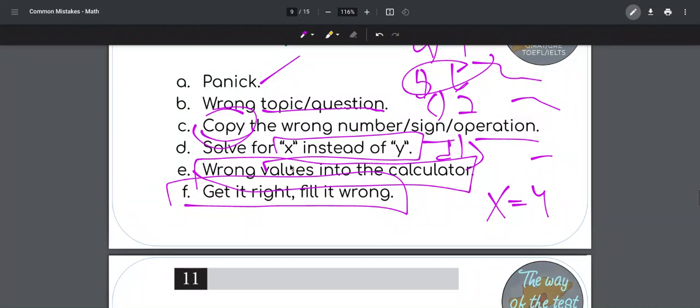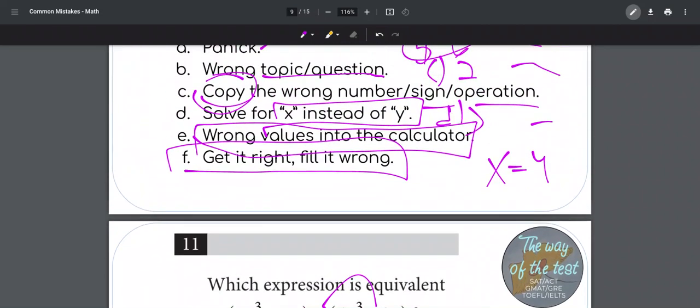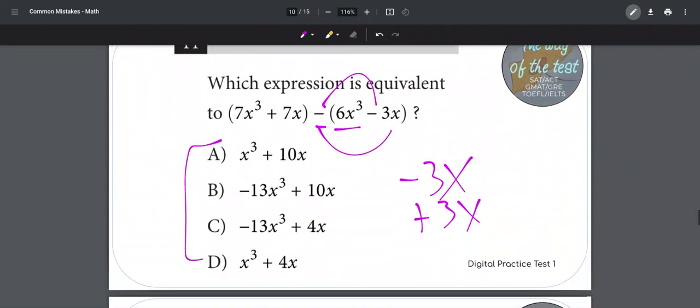Another type of mistake, solving for x instead of y. In this case, this is not such a possible mistake, because you can see the alternatives, and nowhere in the alternatives do they have x equals 4 or something like that. So you know you're not looking for x.